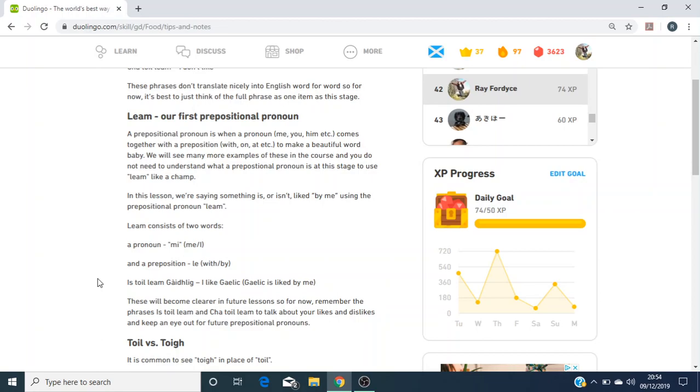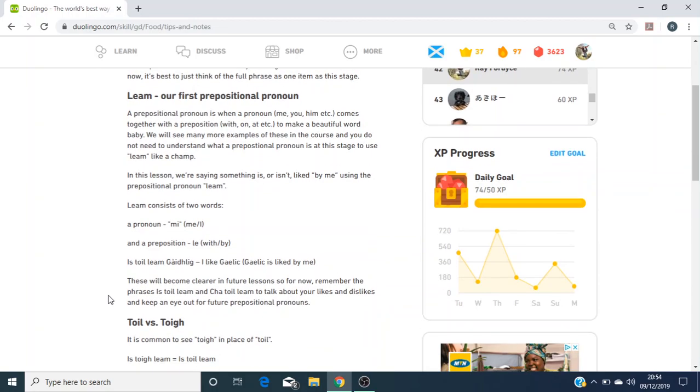See, it would have been easier if I just read these notes as I mentioned rather than spraffing shite at the start of this note. Anyway, these will become clearer in future lessons, so for now remember the phrases is tu lem and cha tu lem to talk about your likes and dislikes, and keep an eye out for future prepositional pronouns.